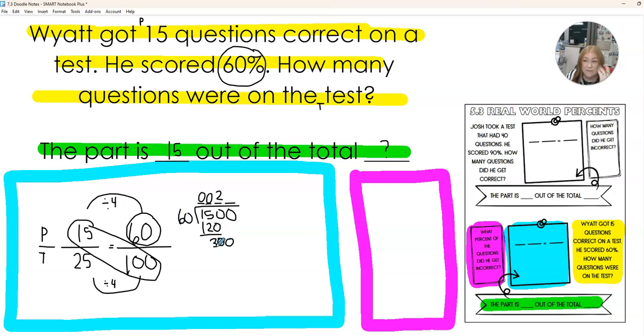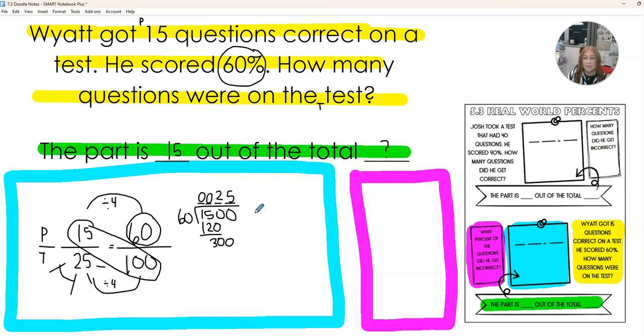6 goes into 30 5 times, right? So 60 goes into 300 5 times. So either way we do it, because we set it up correctly, we got 25 is the total. So our total is 25 here.